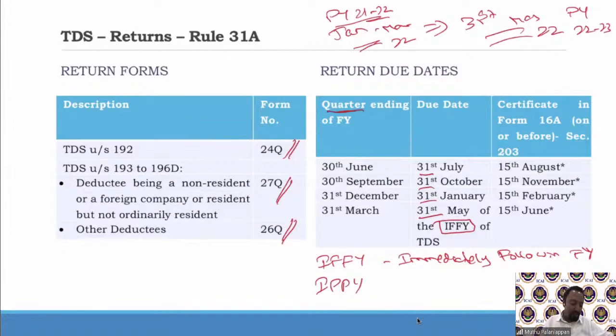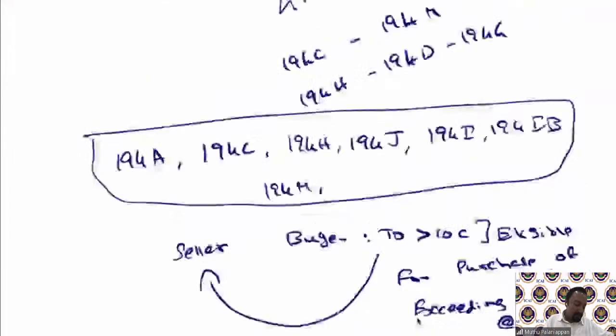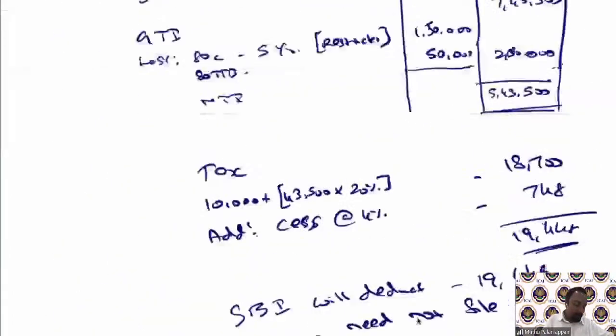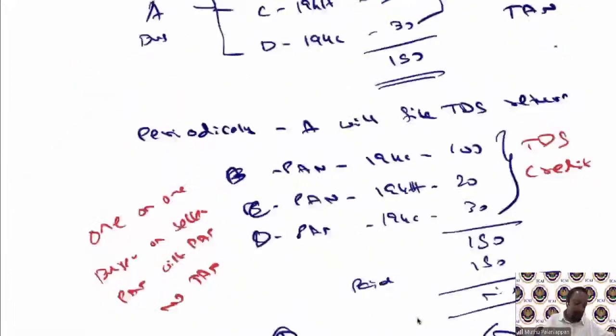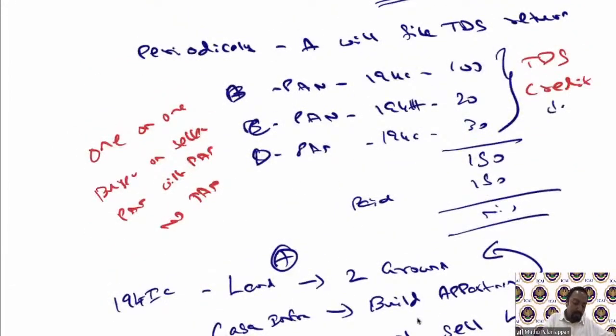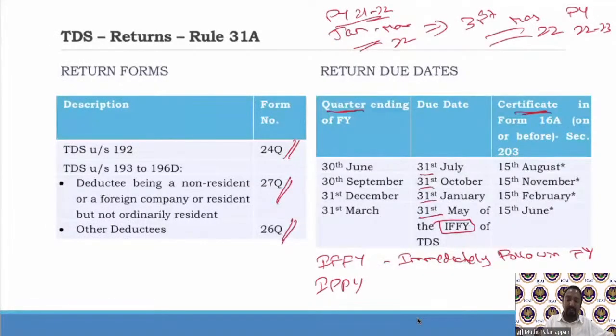And for every deduction, remember in our example, we said how TDS gets flowed to B, C, and D through TDS credit. This credit happens through something called Form 16A or 16. 16A is for non-salary, 16 is for salary. Through this form, you transfer the credit of whatever tax you have paid to B, C, D. That certificate should be given within 15 days after the due date of return filing. So these are the due dates and templates. That's all about it.